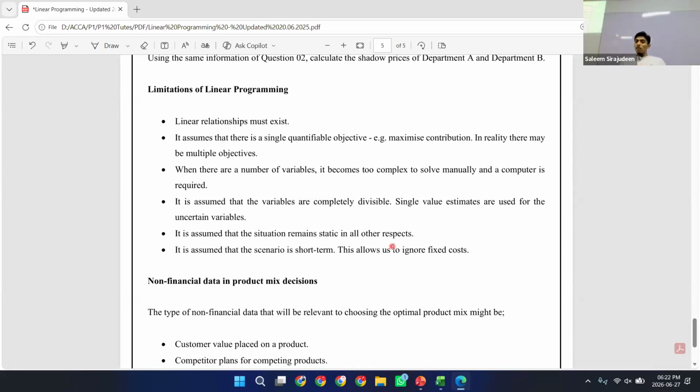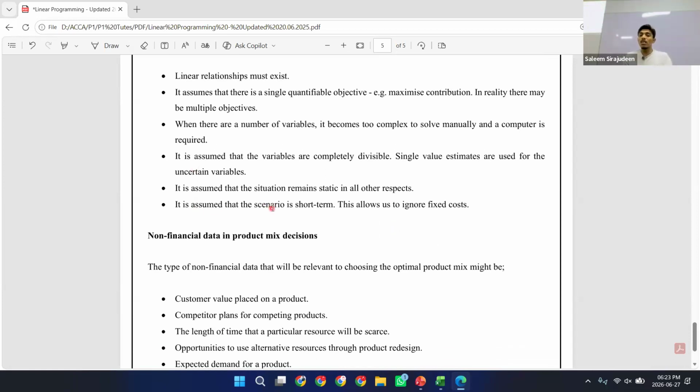Third one, when there are a number of variables, it becomes too complex to solve manually and a computer is required. When there are multiple variables, number of limited resources, 4 to 5 limited resources, it is very difficult to use this linear programming manually. We need the computer. Next one, it is assumed that the variables are completely divisible. Single value estimates are used for the uncertain variable.